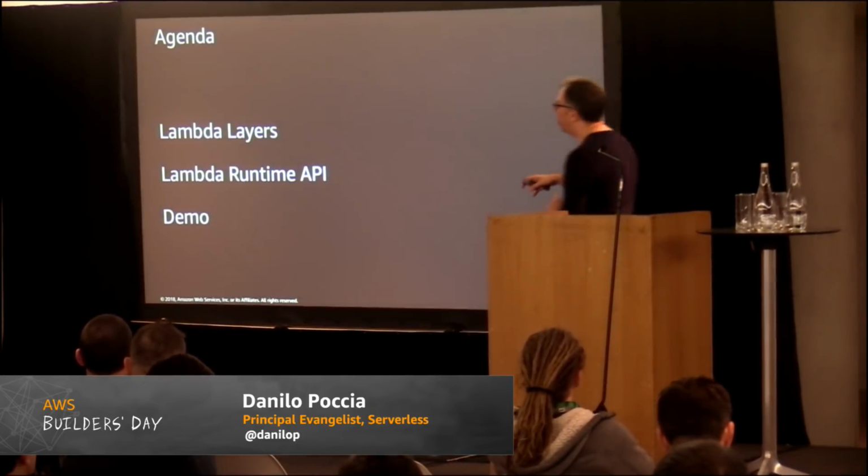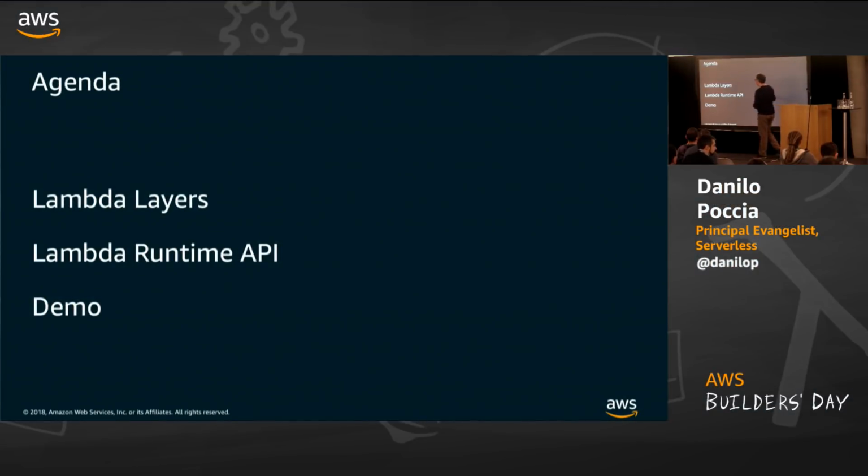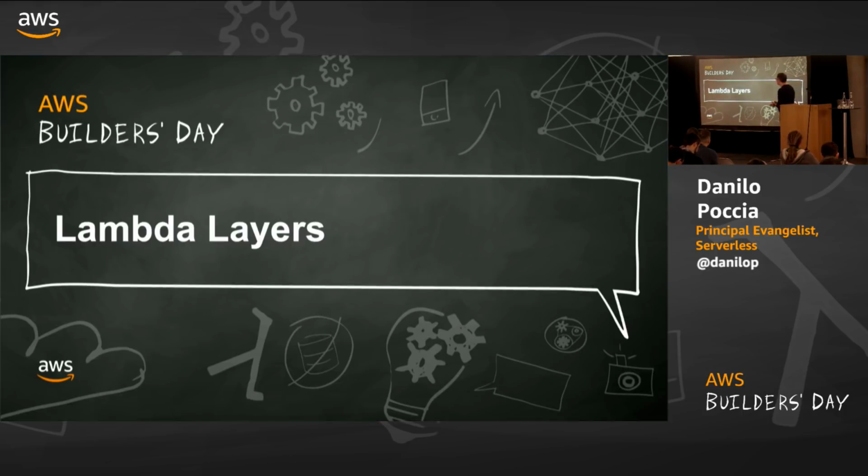We will see how Lambda layers work, how the runtime API works if you want to build your own custom runtime. It's not necessary to know the internals of the runtime API to use a new language. It's only important if you want to build a new runtime for your favorite language, but it's still interesting to know. And then probably half of the session will be a demo to use layers and runtimes to build something interesting. So, layers.